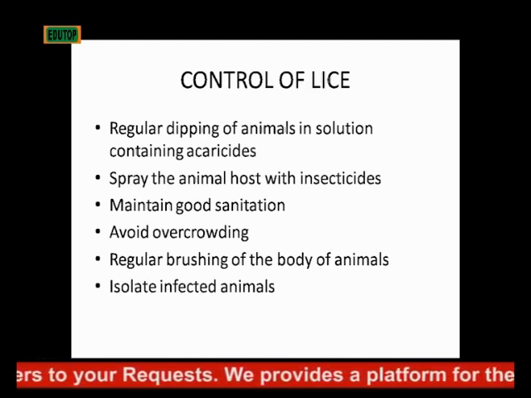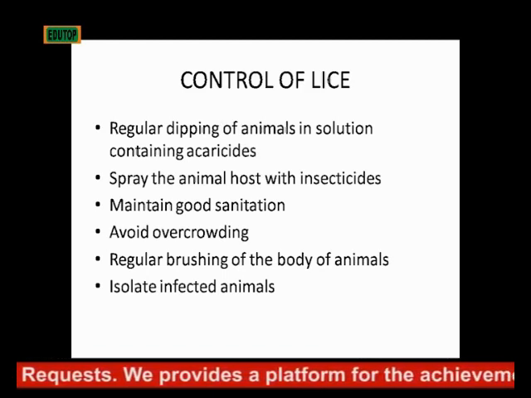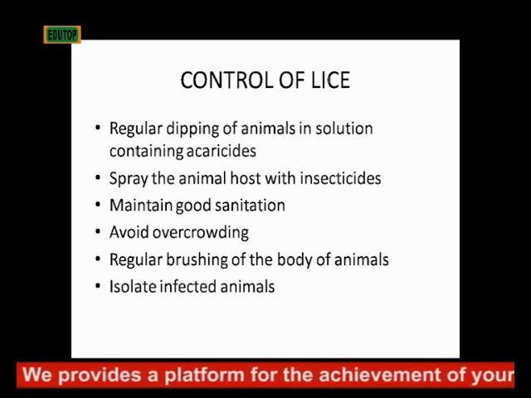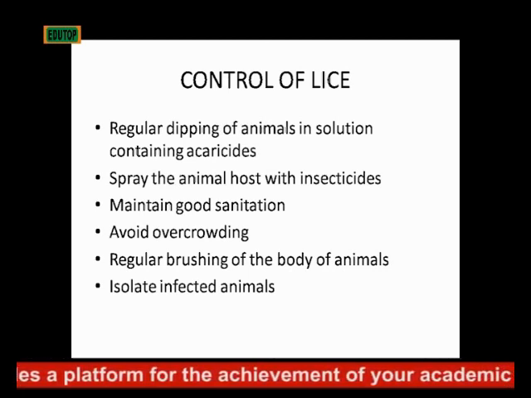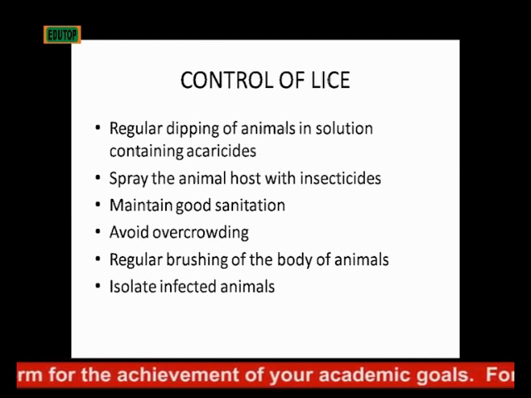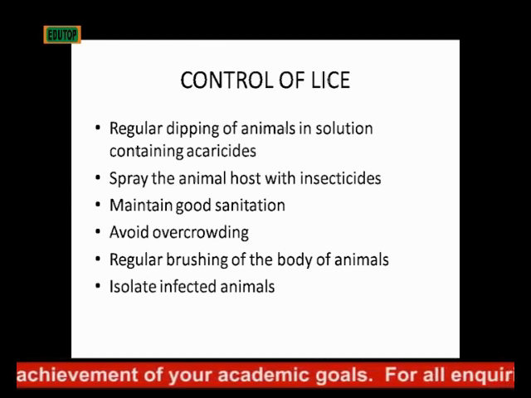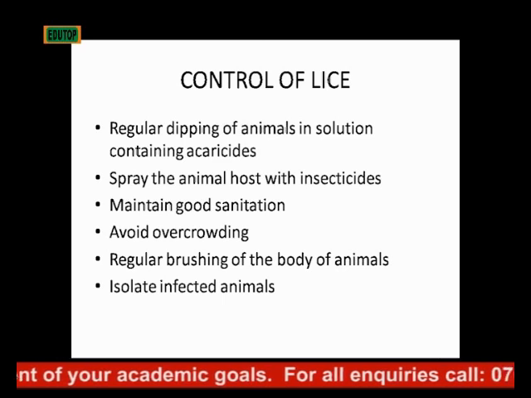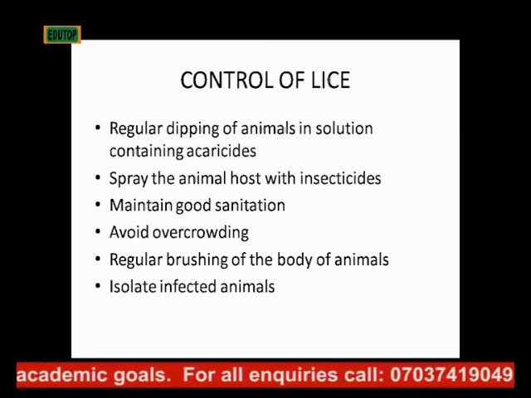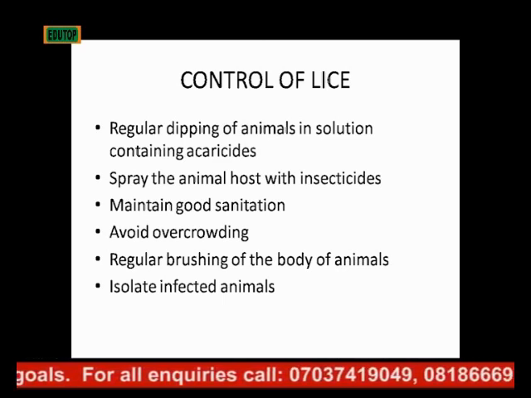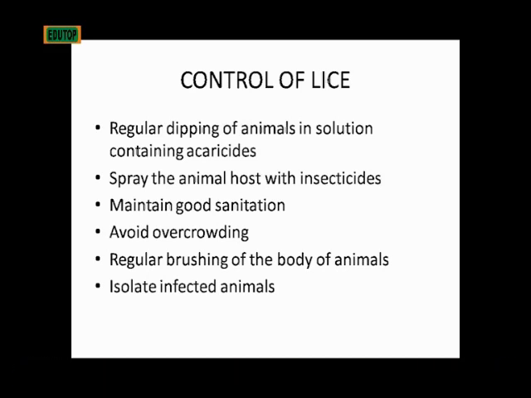Maintenance of good hygiene is a very important factor if you want to keep animals and really have a good sales return. Then you should avoid overcrowding, as overcrowding will also lead to the spread of diseases. The regular brushing of the animal's body is another way to control lice. By the time you brush it, you are removing some of them. Regular brushing will not allow lice infestation to stay. Another way is to isolate infected animals so that they will not infect other healthy animals.